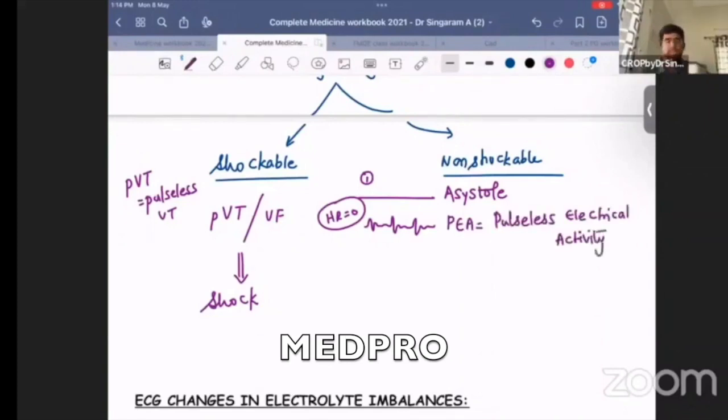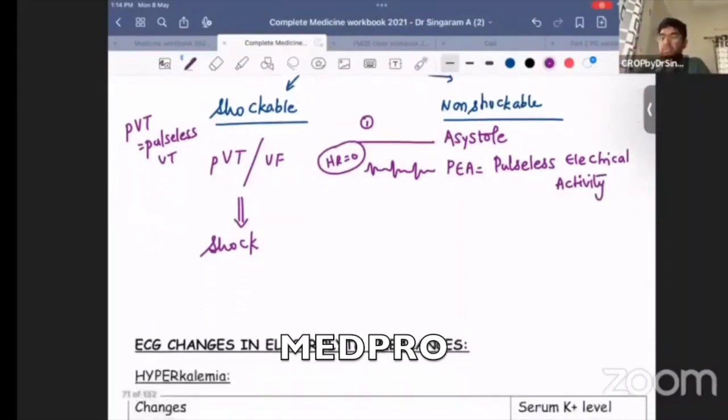Okay, this is called pulseless electrical activity. Both these are non-shockable rhythms. For a non-shockable rhythm, you should remove that device because it is not going to be useful, since a shock cannot be administered anyway.